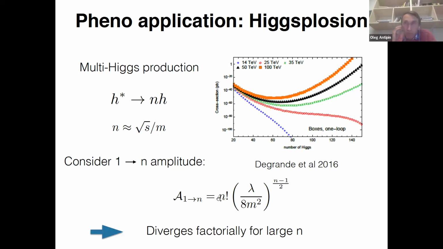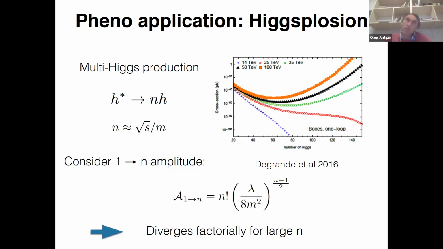Of course, you have to go to next-to-leading order and so on and so forth. And the name Higgs explosion comes from this fact that it seems like your amplitude diverges and Higgs explode is the name. Okay, so this is, let's say, the phenomenological motivation for this direction.